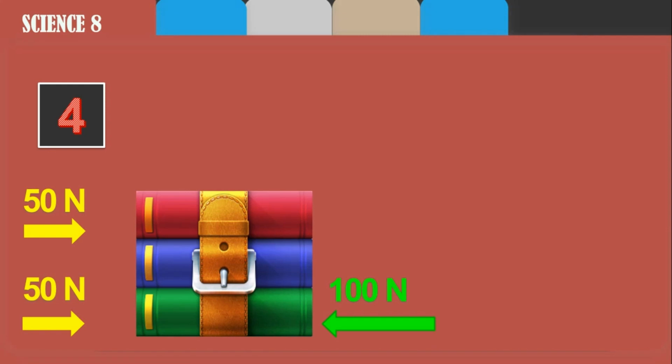In example number 4, we have 3 forces acting upon the pile of books: 50 newtons to the right, 50 newtons to the right, and 100 newtons to the left. We have to add first those forces that are going to the same direction. Net force is equal to 50 newtons plus 50 newtons and then minus 100 newtons. 50 newtons plus 50 newtons is equal to 100 newtons. After adding the two forces going to the right, we can subtract it from the 100 newtons going to the left. 100 newtons minus 100 newtons equals 0 newtons.